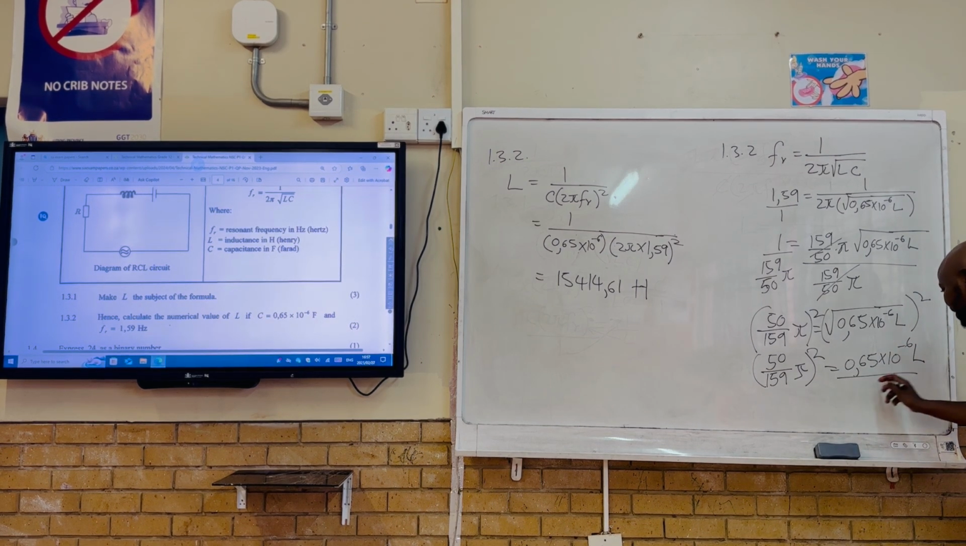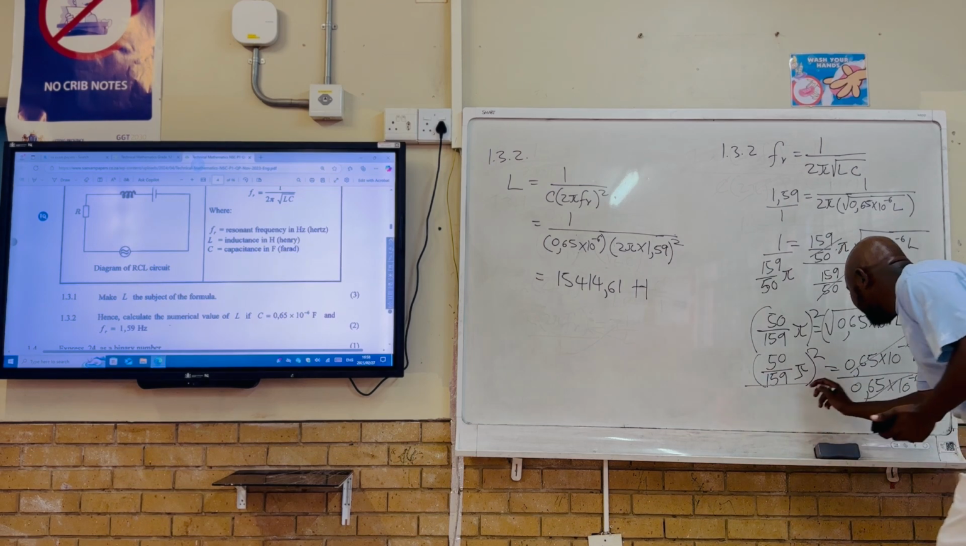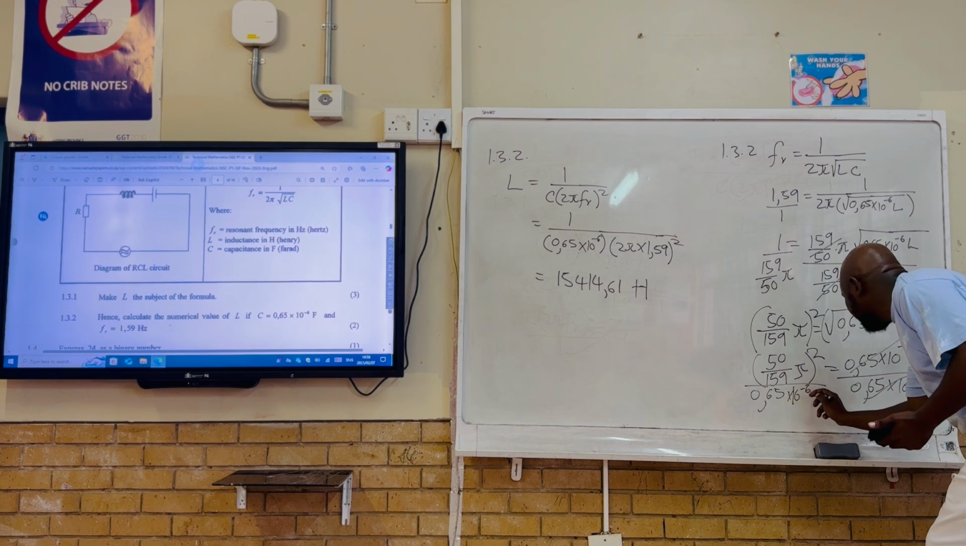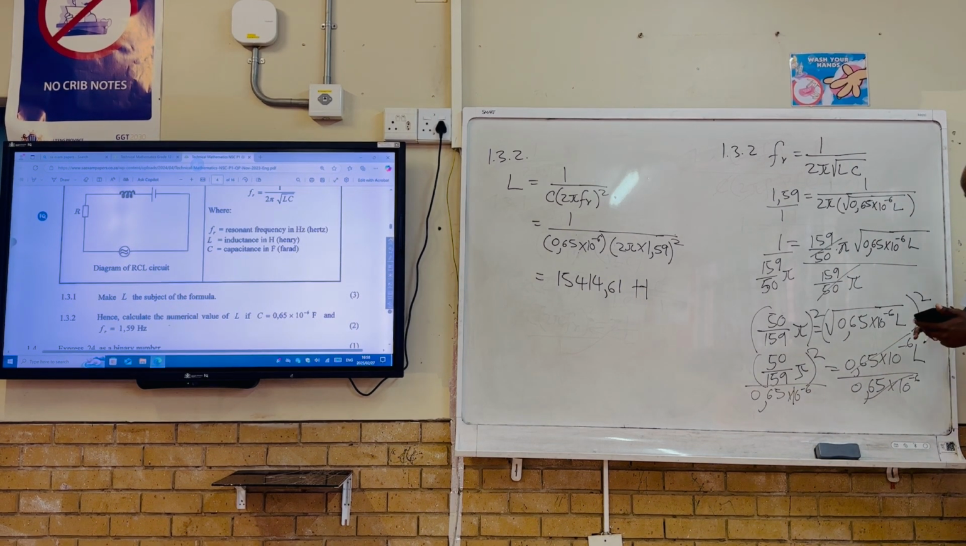You just divide by 0,65 multiplied by 10 to the power -6. This one and this one will divide each other. This side we have 0,65 multiplied by 10 to the power -6. Just put this in our calculator now, which is our answer. We have our answer squared divided by 0,65 multiplied by 10 to the power -6 there.